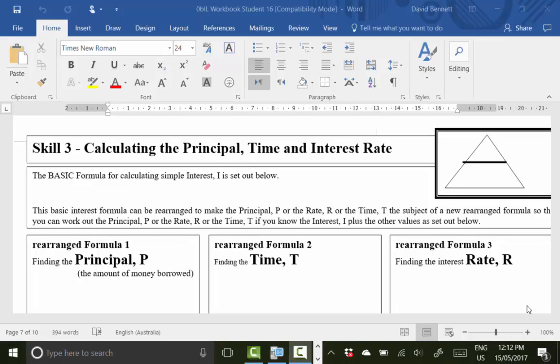Hi, Mr. Bennett here. From the request of Coleman and Keeley, I'm doing this video just on interest rates, and we're going to do an example of simple interest and compound interest for your test.